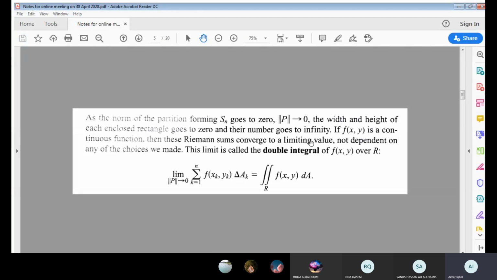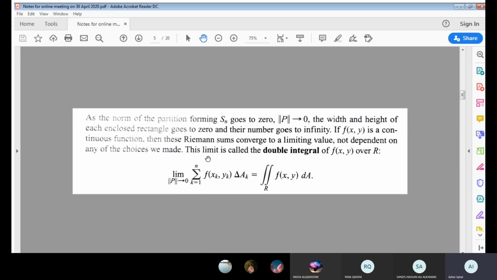And if f of xy is a continuous function which you are looking into, then these Riemann sums converge to a limiting value, not depending on any of the choices we make. So it is essentially saying that irrespective of which choices you make in introducing the partitioning, the Riemann sum is going to converge to the same limit if the function is a continuous function. And this limit is called the double integral of the function of two variables over the region, which is a non-rectangular region we are having.